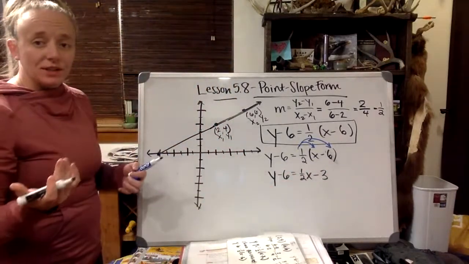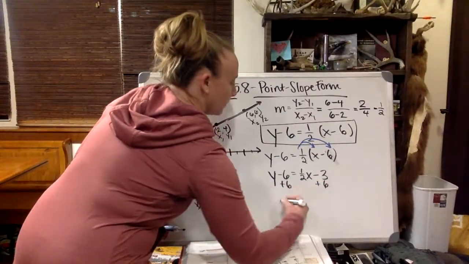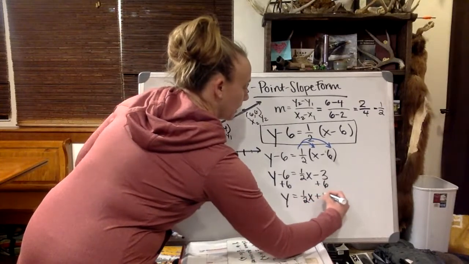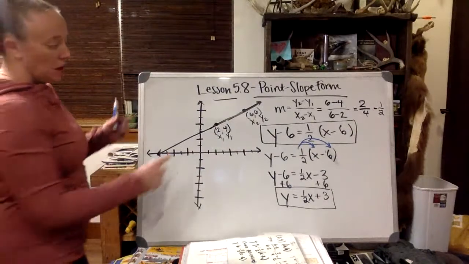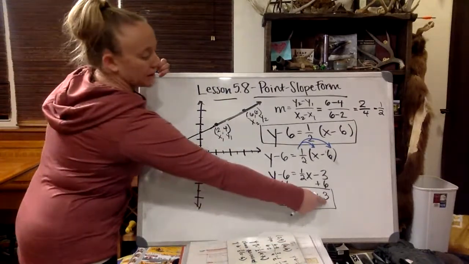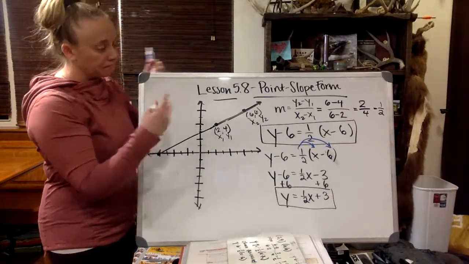And then after that, I just need to get y by itself, right? So I'm going to add 6 to both sides. I get y is equal to 1/2 x plus 3. There is my slope-intercept form equation. So this intercept right here is actually accurate in saying that (0, 3) is truly a point on this line.